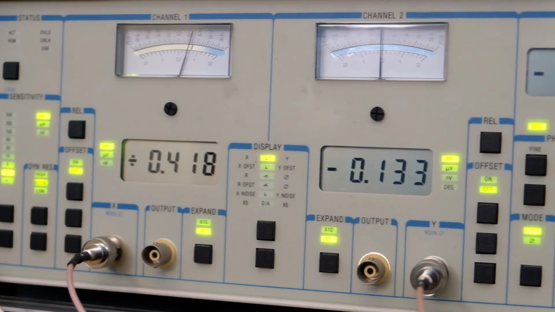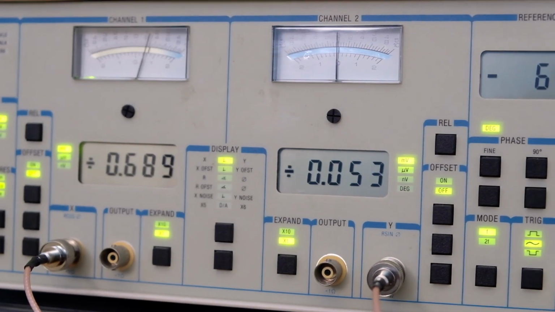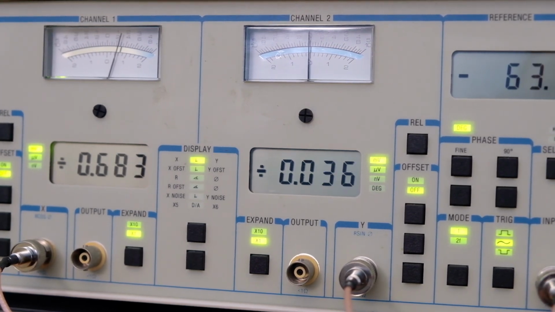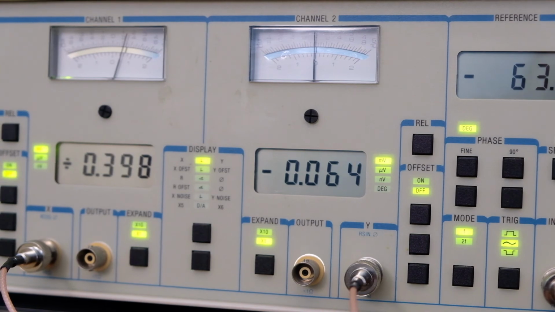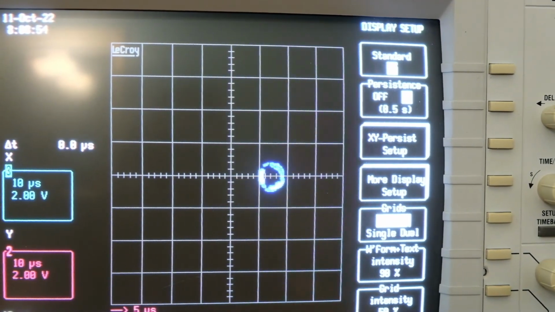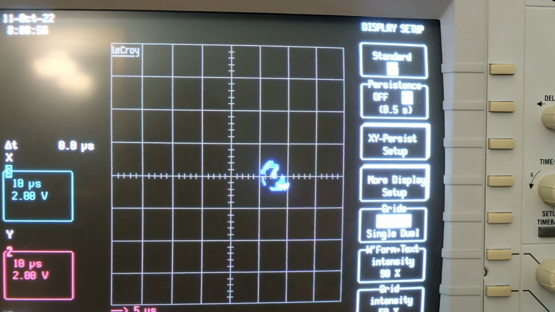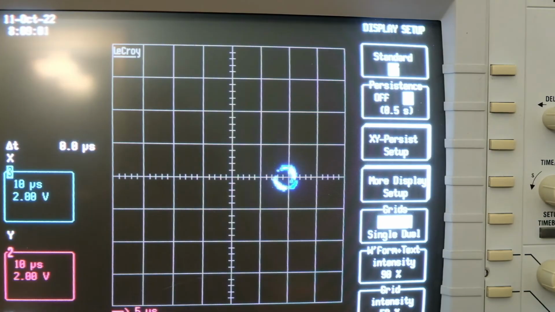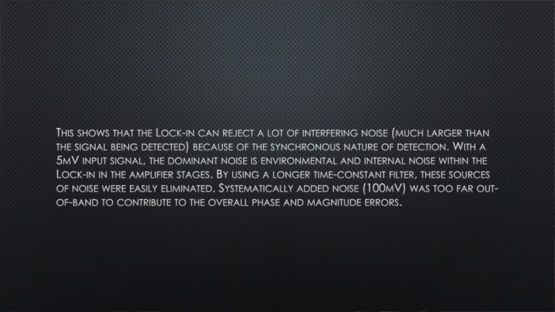Looking at the output on this one, again it's very difficult to see the dynamic variations, but on the scope you can see this is with the noise, and this is without the noise. It's not a huge amount of difference in terms of the response of the lock-in. Most of this noise is actually external and not the added signal that I just put in.